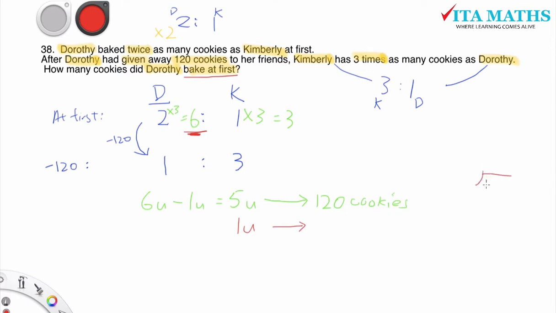So if you know that 5 units is 120, then you have to find 1 unit. You take 120 divide by 5. What do you get? 20 is 2 and 4. So you know that 1 unit is 24 cookies. And therefore 6 units is, you can just plus these two together, because when these two plus together is 6 units, 144 cookies.